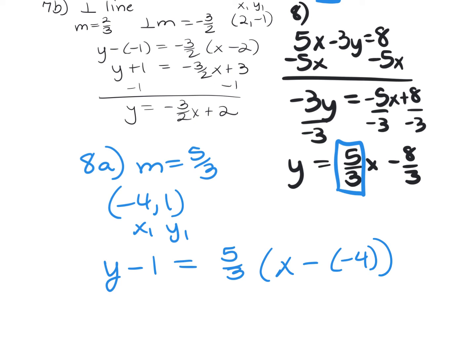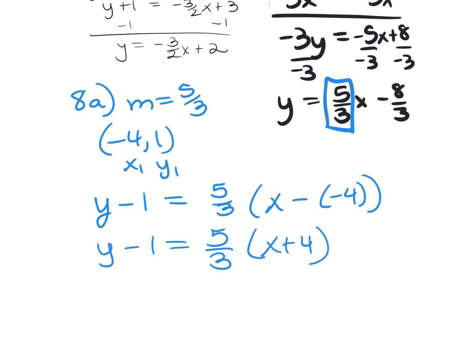So let me go ahead and simplify this and turn it into x plus 4. I'm now going to distribute the 5/3. So y minus 1 equals 5/3 x plus 20/3.